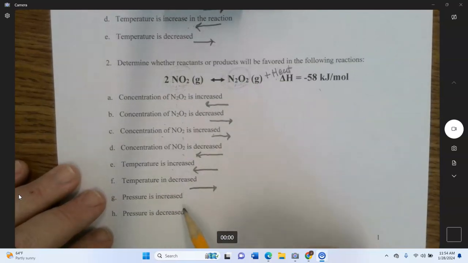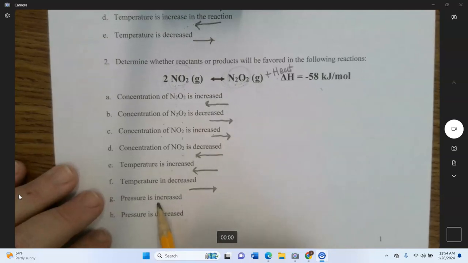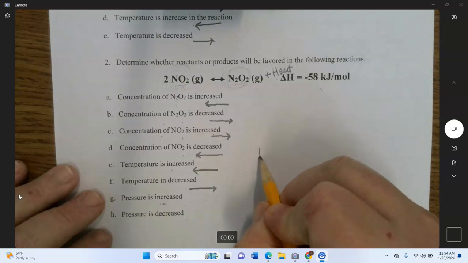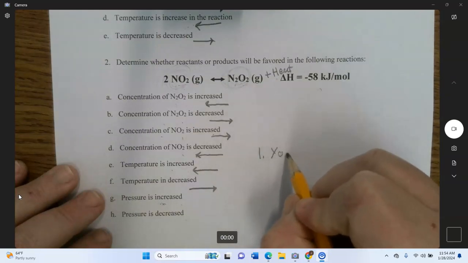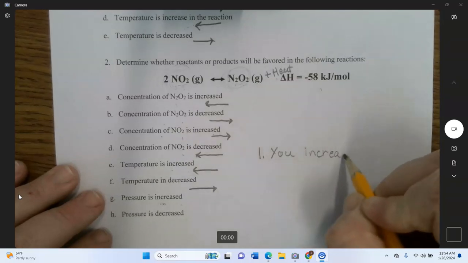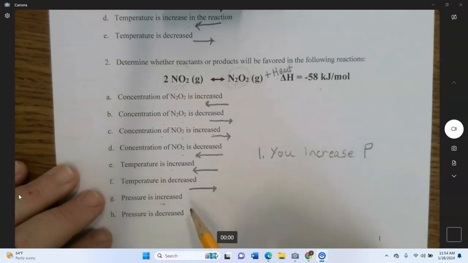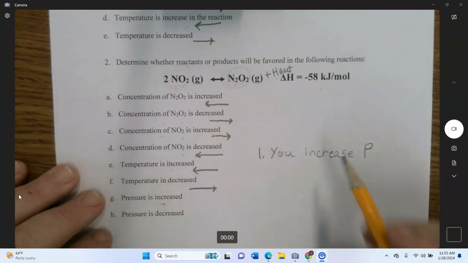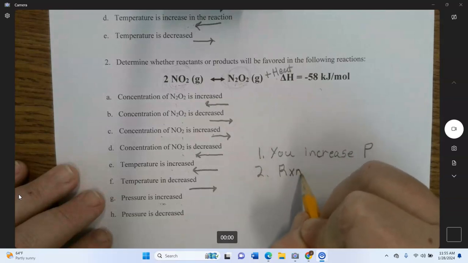Now pressure, it has to do with number of moles. So here's the situation. If the pressure is increased, it means you increase the pressure. So listen to this, follow the sequence. Okay, you increase the pressure. How would you do that? Maybe by squeezing the volume down. So you increase pressure. The reaction says, I don't want my pressure increased. I want to go back to my old pressure. So the reaction wants to decrease pressure.